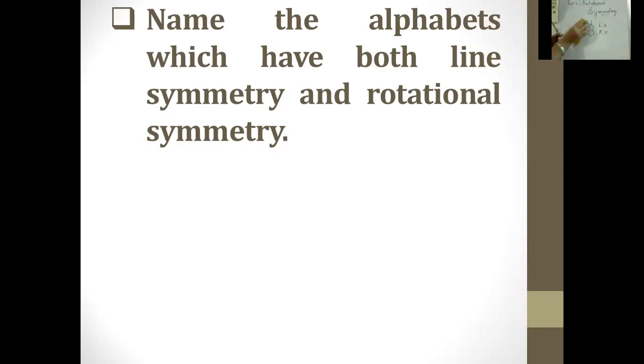So the question arises: which alphabet is making a line of symmetry and also rotational symmetry? Can we say that 0 is making a line of symmetry? Yes, it is making a line of symmetry, the way the sphere was making. So we can say that it is making a line of symmetry.